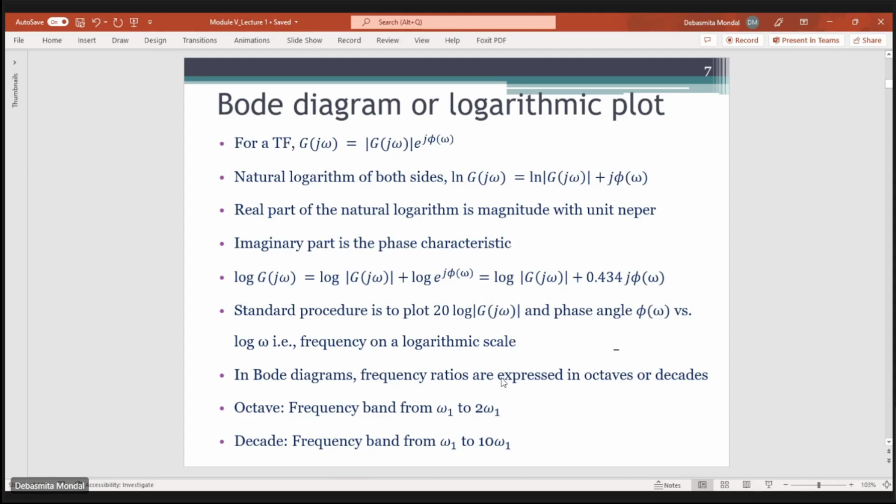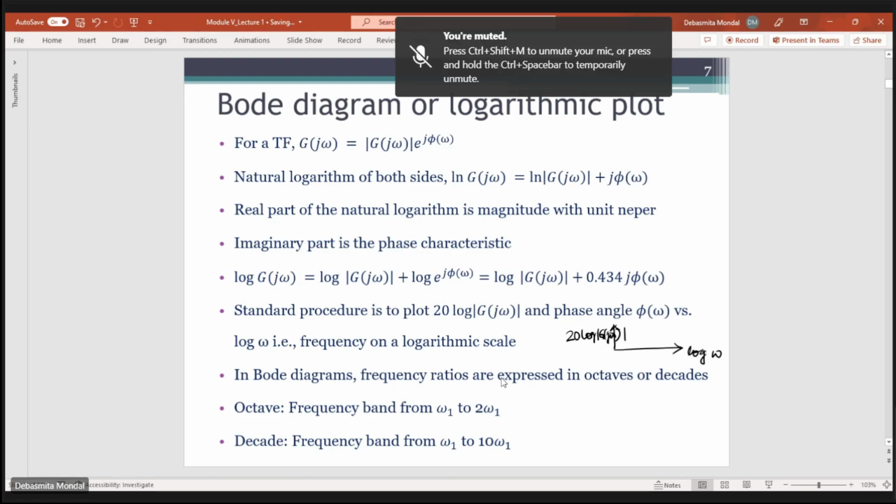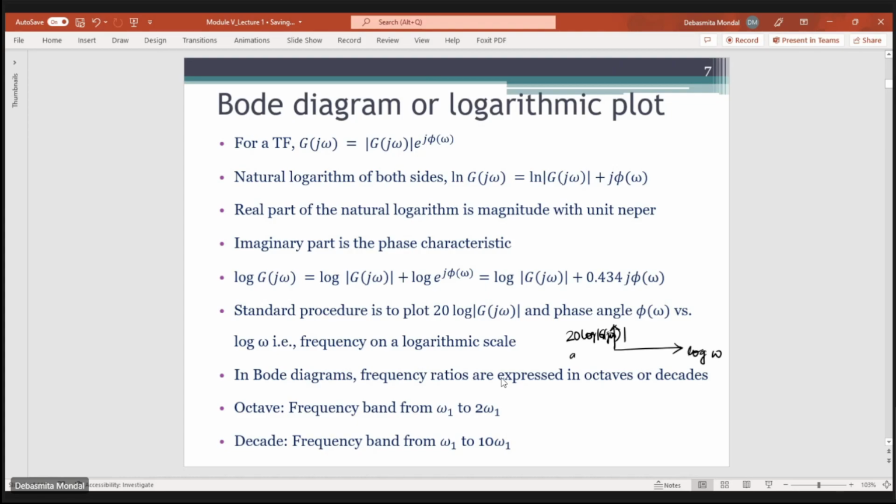That means the x-axis is log of omega, or we represent omega in a logarithmic scale. The y-axis is either 20 log modulus of G of j omega, which is for the magnitude plot, or phi of omega, which is the phase plot. So in a Bode diagram, we have two plots: one corresponds to the magnitude plot and the other corresponds to the phase plot.